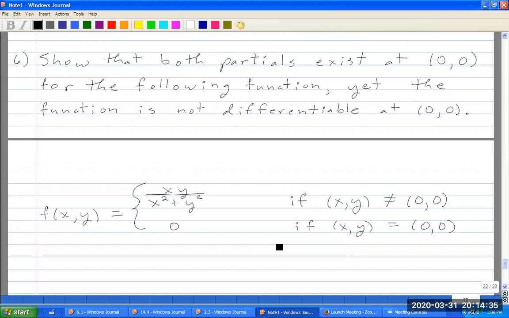Show that both partials exist at the origin for the following function, yet the function is not differentiable. So let's do that.